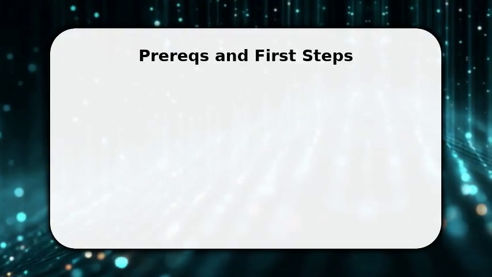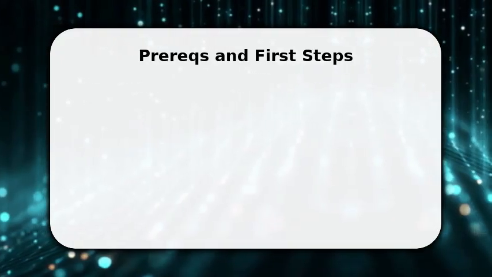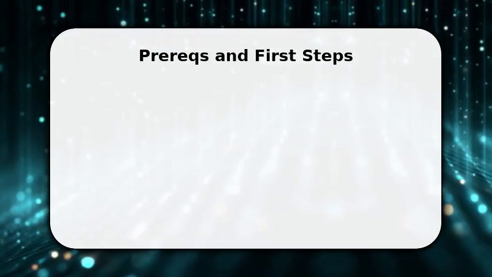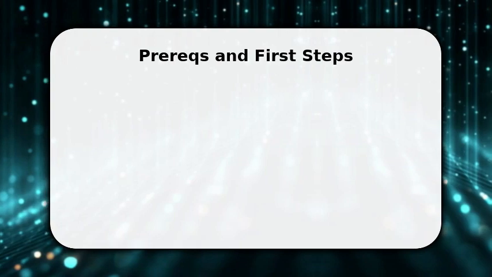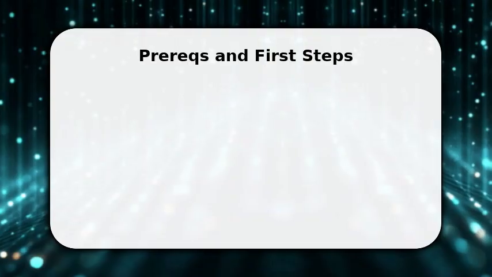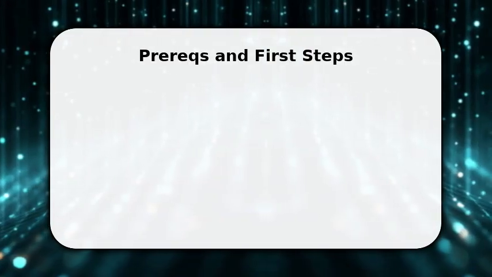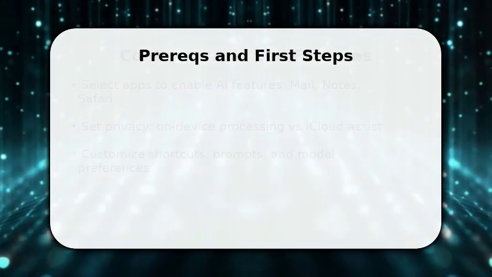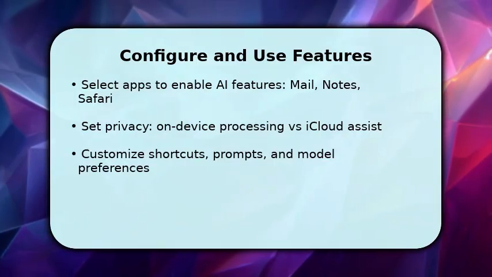Next, open System Settings, locate Apple Intelligence, and enable it. This first step registers your Mac, downloads any required components, and prepares you to use split workflows or on-device assistance without delay. Now you configure behavior and start using features inside apps.